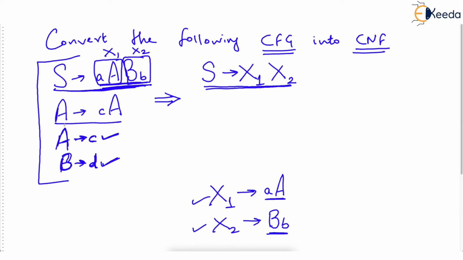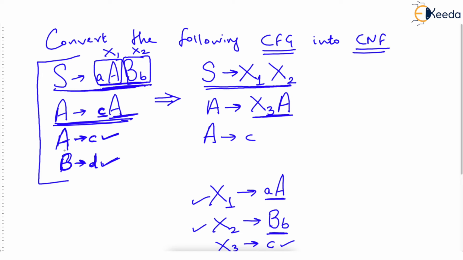Let's come to the other. Now this production, A derives cA. What we can do is write this as A derives x3 followed by A. See, this non-terminal I have kept as it is, capital A. But instead of c, I have introduced one new non-terminal x3, and I can easily write x3 derives small c. So writing x3 followed by A means c followed by A, because x3 derives c. What remains is A derives c. This particular production is already in CNF, and B derives d is already in CNF.